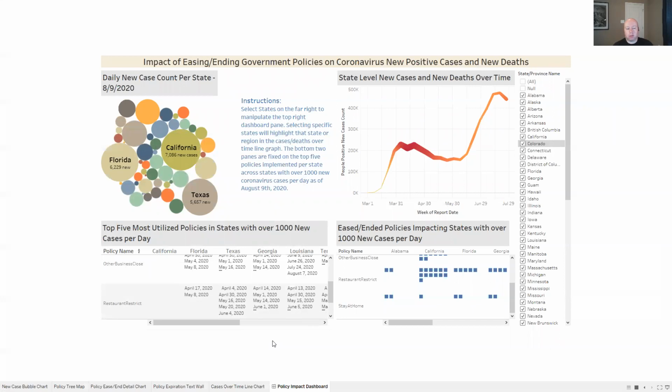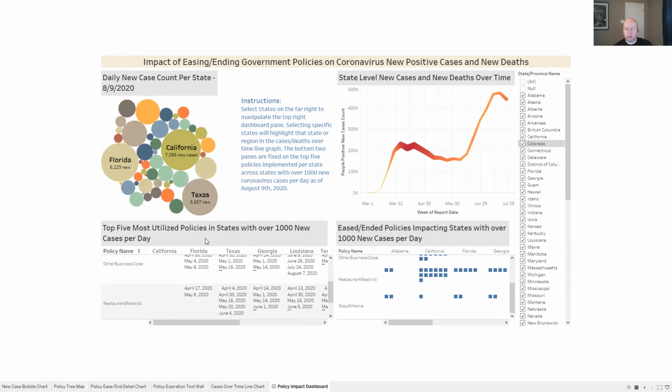So what we have here is a dashboard with a variety of different panes that I will explain one by one. This pane here that has the daily new case count per state is a snapshot view of the various different states in a bubble chart that will show you which states have the highest new case counts and which states obviously do not. Hovering over each individual bubble, you can see both the new case counts per day and the new deaths per day. And this is a snapshot in time from the 9th of August. I did that specifically because the 9th of August was the newest data set. However, this can be updated as needed to move this forward in time, so to speak.